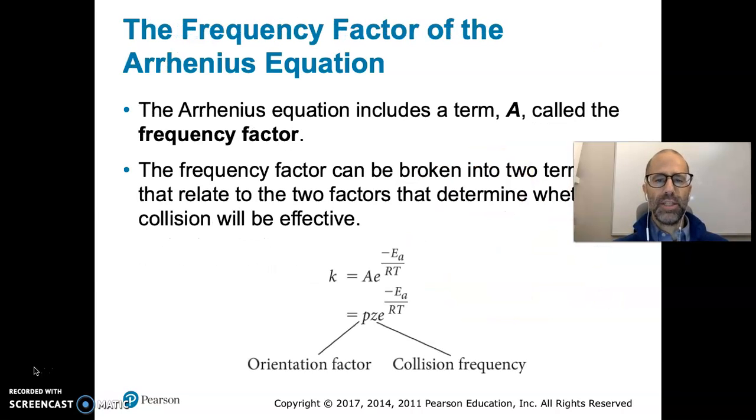And so the Arrhenius equation includes that term A, and we call that the frequency factor, right? But that frequency factor is made up of other factors. The frequency factor can be broken down into two other terms that relate to these factors that determine whether a collision will be effective. You can see that P and Z are the two factors. The P value is your orientation factor. The Z value is your collision frequency.